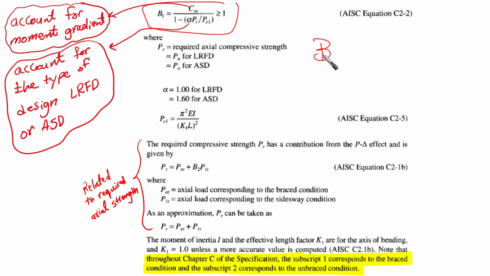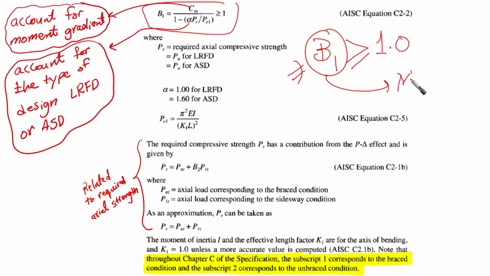Remember well that B1 must always be equal to or larger than 1, because it is an amplification factor. We are multiplying it by the moment. This means that we need to find it larger than 1. If we calculated and found that it is less than 1, this means that we should take it as 1. Okay, so 1 is the minimum value for B1.